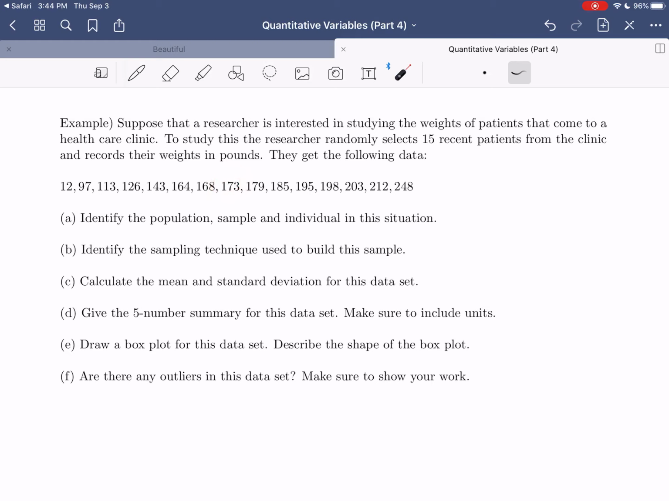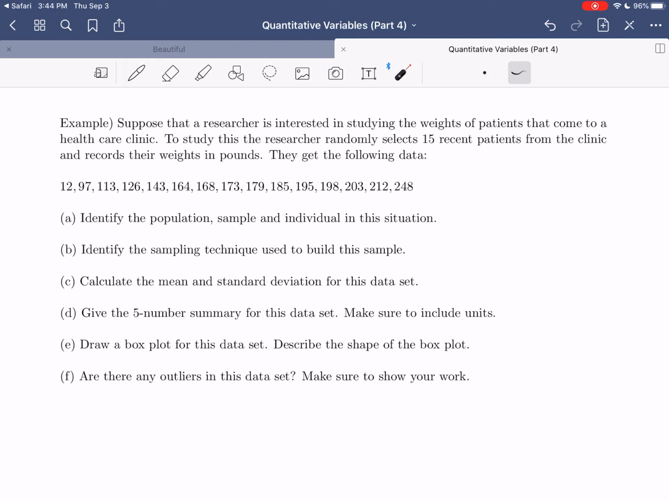So we're going to do most of our standard things: identify the population, sample, and individual, identify the sampling technique, calculate the mean and standard deviation, give the 5-number summary, then we'll draw the box plot. We'll use this to describe the shape, and then we'll talk about, are there any outliers in this data set.